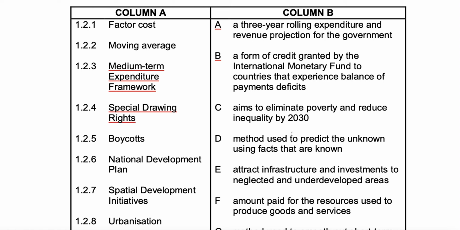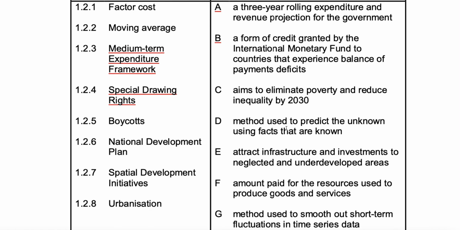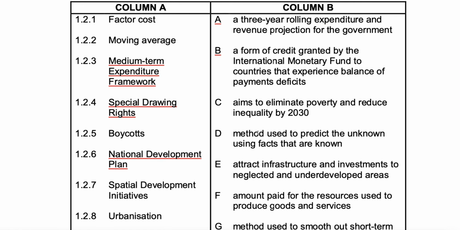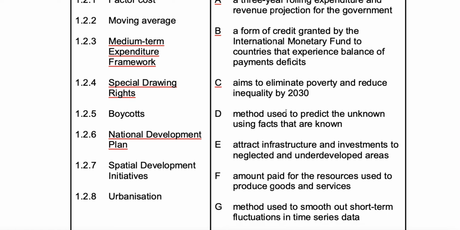Right, number C, aims to eliminate poverty and reduce inequality by 2030. Well, that's the NDP, so it's out. Here you use the elimination method. Let's say you didn't know the answer to this, then you would have to just skip it. So C is gone, and number 5 is answered.